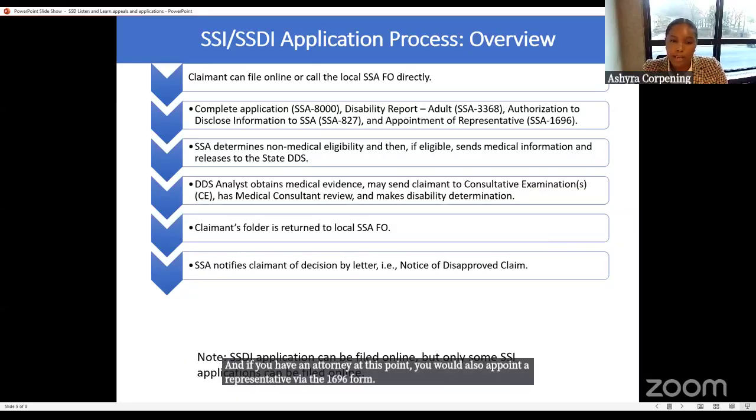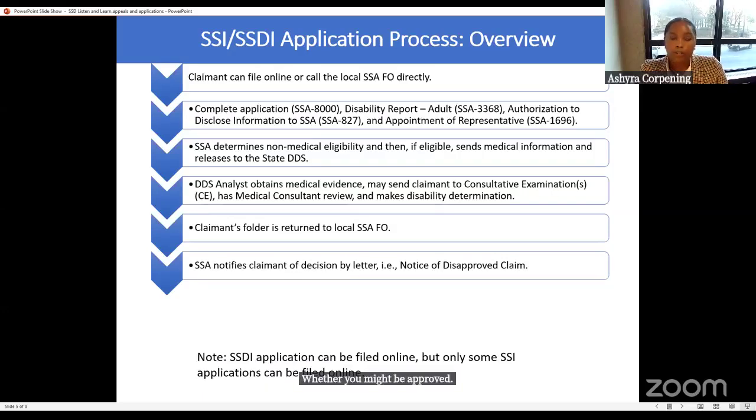It's really important that you complete your application fully. So like all those questions on your disability report or whatever they're asking you, it's really important to thoughtfully respond to those answers because they do use those to review and determine whether you might be approved.